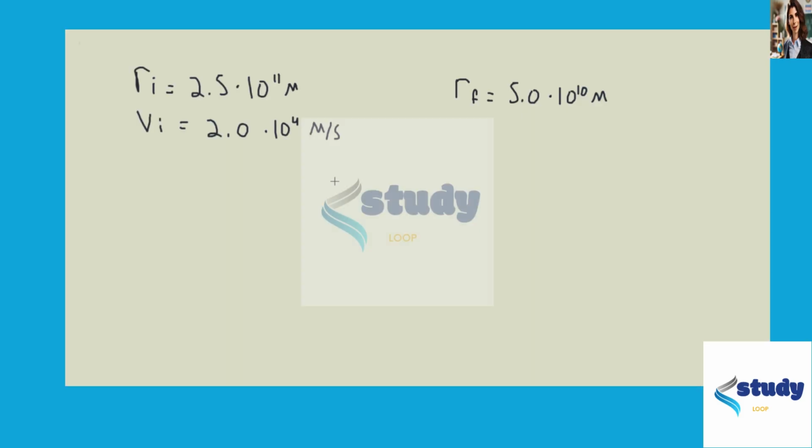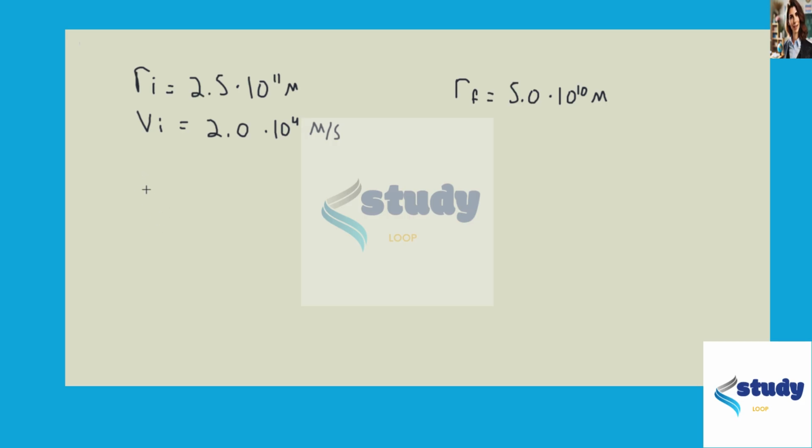Elliptical orbit when it's a distance r initial, 2.5 times 10 to the 11th meters from the sun. And then we want to find its speed when it's moved to a closer distance of 5 times 10 to the 10th meters. So to do this, since it's an elliptical orbit, we'll need to use conservation of energy rather than using our equation for velocity in orbit, since that only applies to circular orbits.